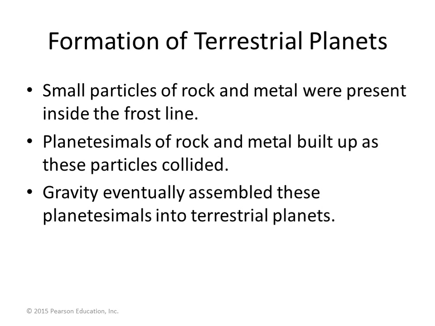So what about the formation of the terrestrial planets? Well, we know small particles of rock and metal were present inside the frost line. These planetesimals of rock and metal built up as the particles collided, and then gravity eventually assembled these planetesimals into terrestrial planets. So obviously gravity had a large part to play in collecting the larger rock and metal pieces in the early formation of the solar system.